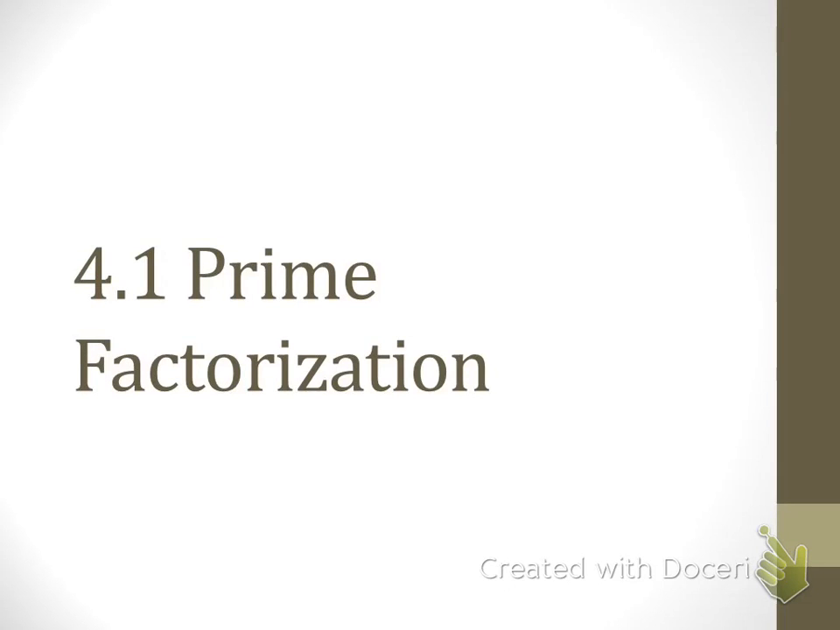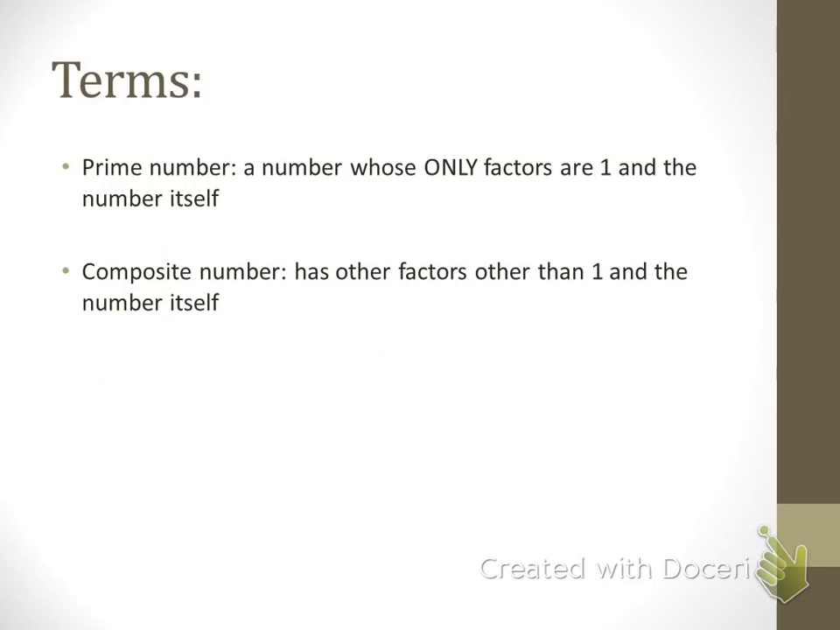All right, today we're learning section 4.1, prime factorization. The first thing you need to know are the terms. What's a prime number? A prime number is a number whose only factors are 1 and the number itself. A composite number has other factors other than 1 and the number itself. So if it even has one other factor, it's composite.